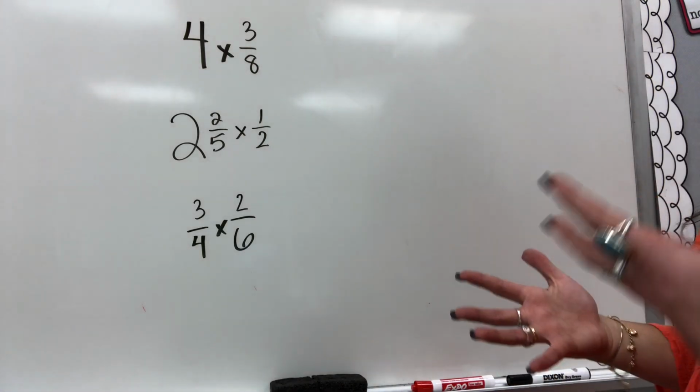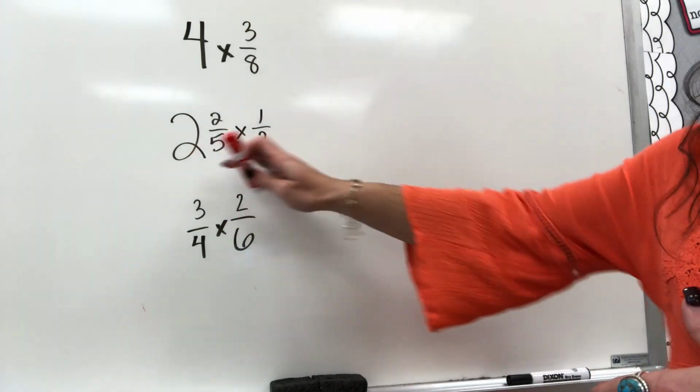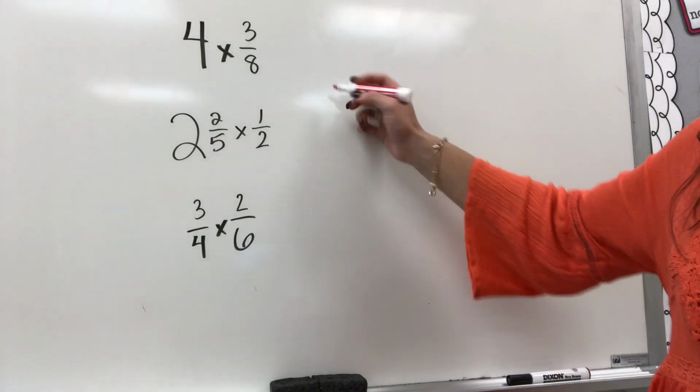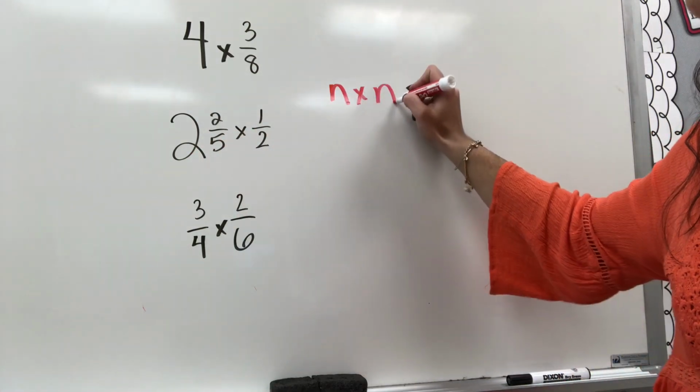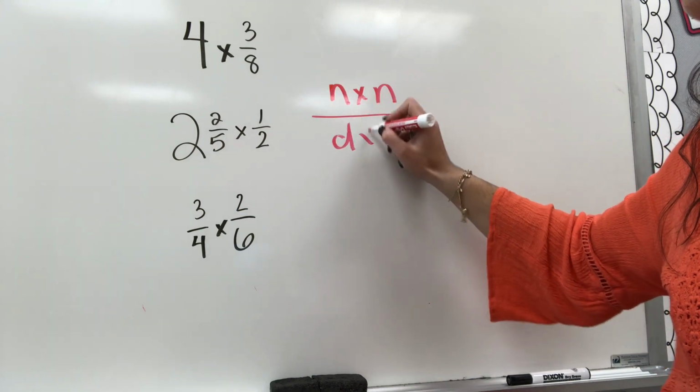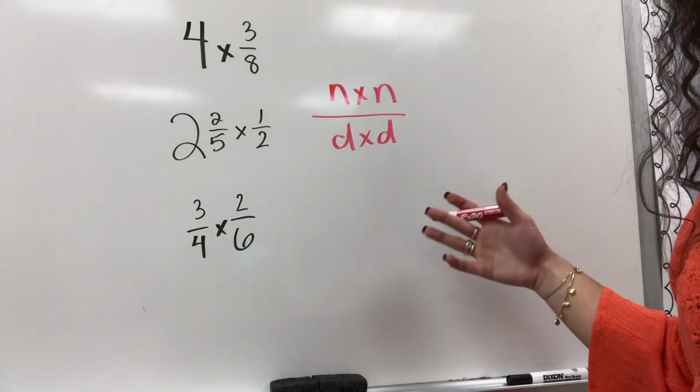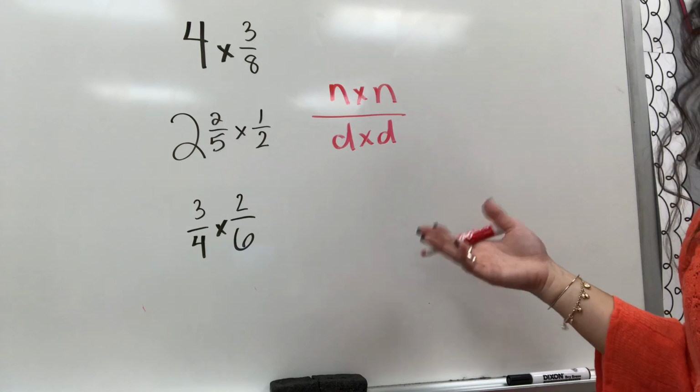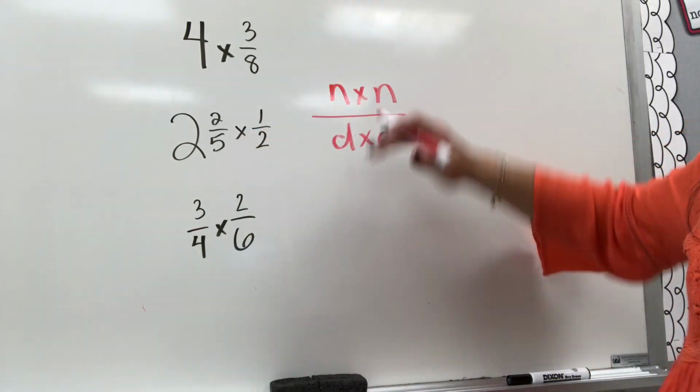Now, the algorithm for multiplying fractions, regardless of the types of factors that you have, is always your numerator times your numerator over your denominator times your denominator. So if we know our facts, these are super easy once you set up the problem. So you literally multiply across.